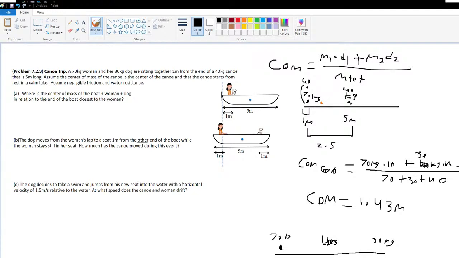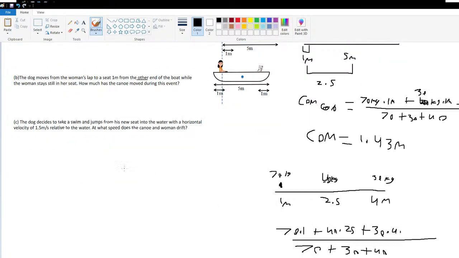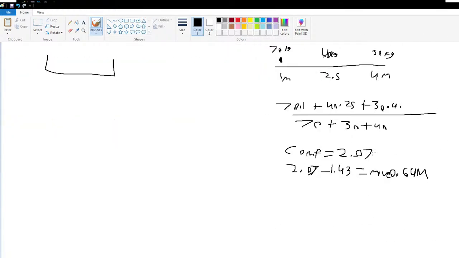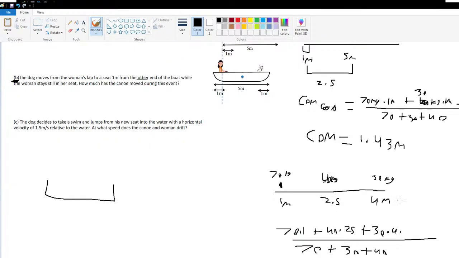The last one's just momentum. The question says the dog takes a swim, so it's just the dog jumping off. Does anyone have any questions on this bit right here? Going once, going twice. Oh, wait, so it's just the difference. That's why it's 4. Yeah, it's just the difference in the center of mass, calculating the dog moving to the other side of the boat. Okay.